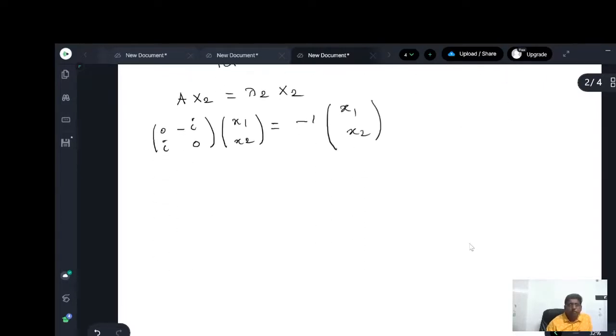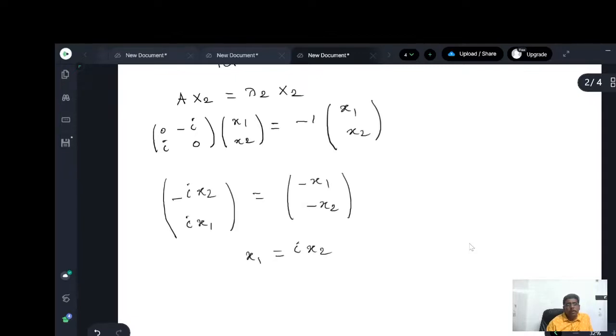Now multiply. 0 into x1 plus minus i into x2, this is minus i x2, then i into x1, which is equal to minus x1, minus x2. Here x1 is equal to i into x2. See here, minus x1 minus i into x2, minus minus cancels out, so x1 is equal to i x2, then i into x1 is equal to minus x2.